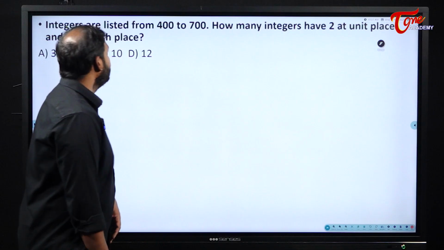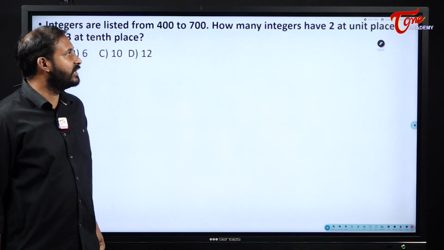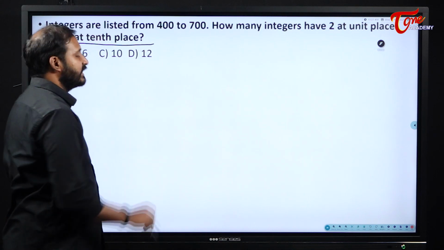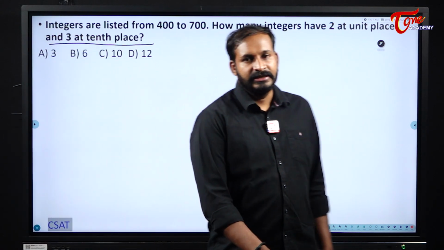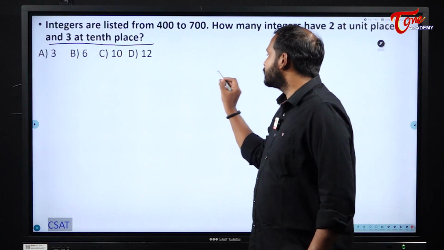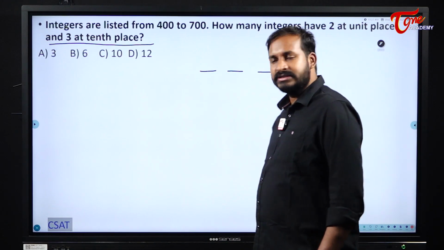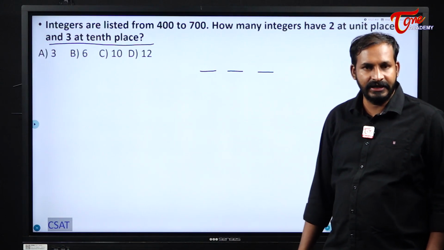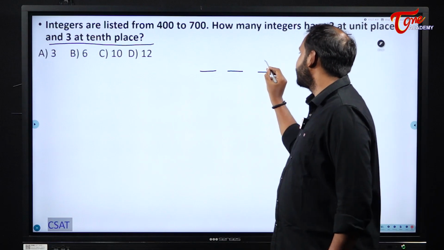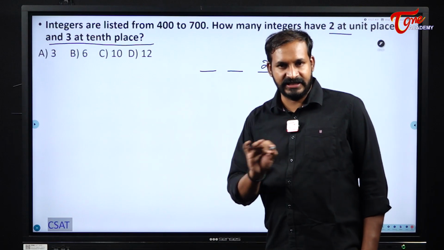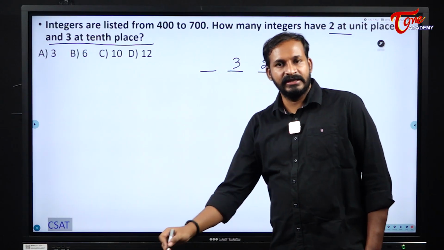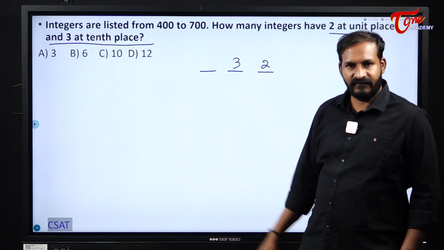Next question. Integers are listed from 400 to 700. How many integers have 2 at the units place and 3 at the tens place? They listed numbers from 400 to 700, and that means all the numbers will be 3-digit numbers. Yes, definitely they will be 3-digit numbers. What are they telling? 2 at the units place, that means 2 will occupy the units place, a fixed place, and 3 at the tens place. 3 will be occupying the tens place. So these 2 places are filled.